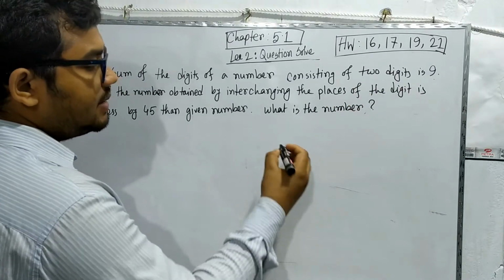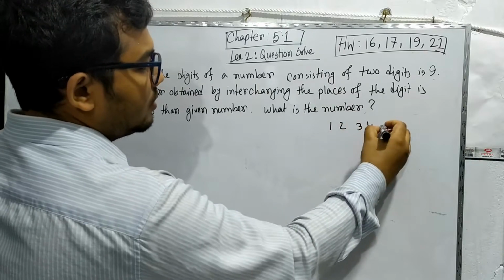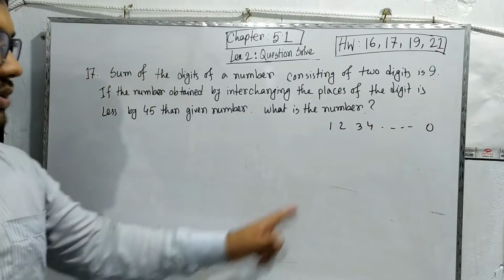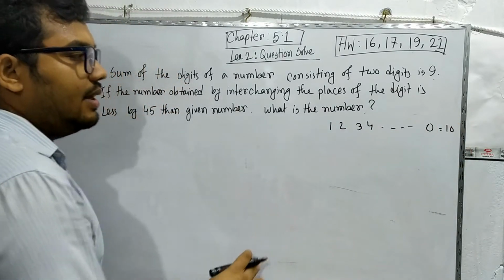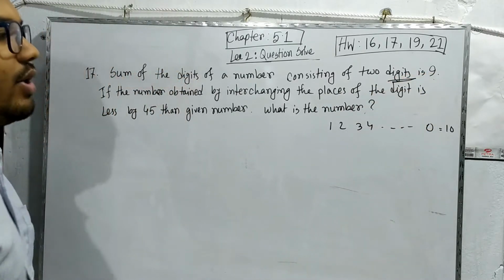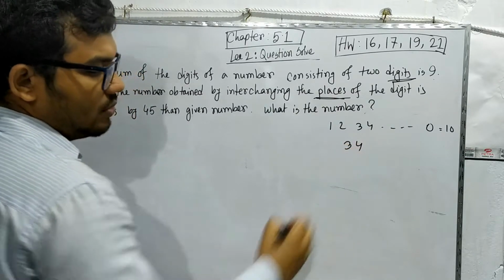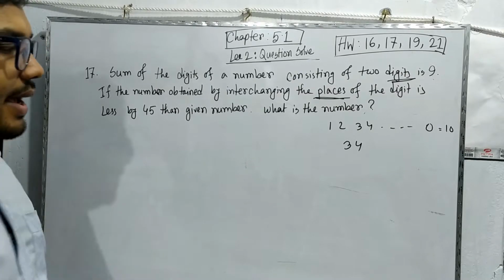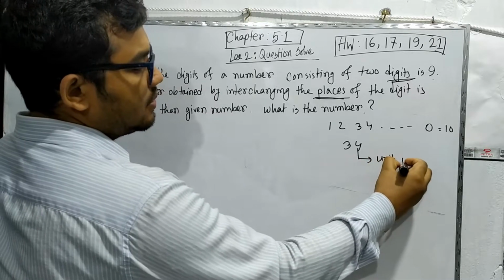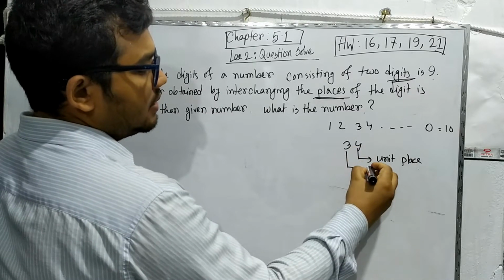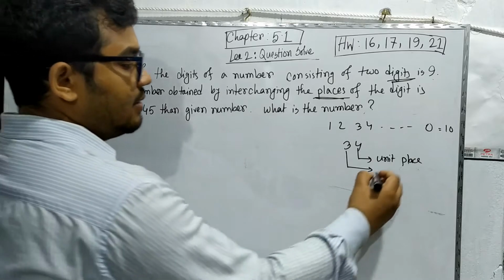Actually, digits look like 1, 2, 3, 4, and so on up to 0. These are our digits, 9 to 0. This is what we mean by digit. Now we are talking about place. Suppose we are talking about 34. This is the first place, or it is called the unit place, and this other place is called the tenth place.